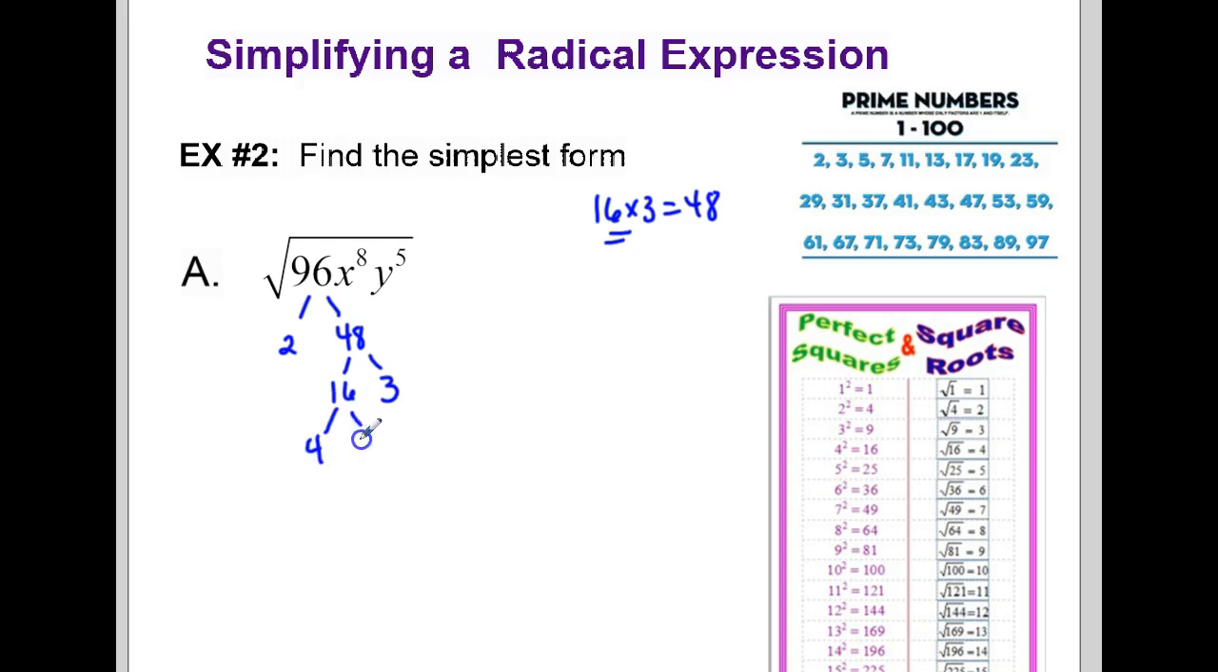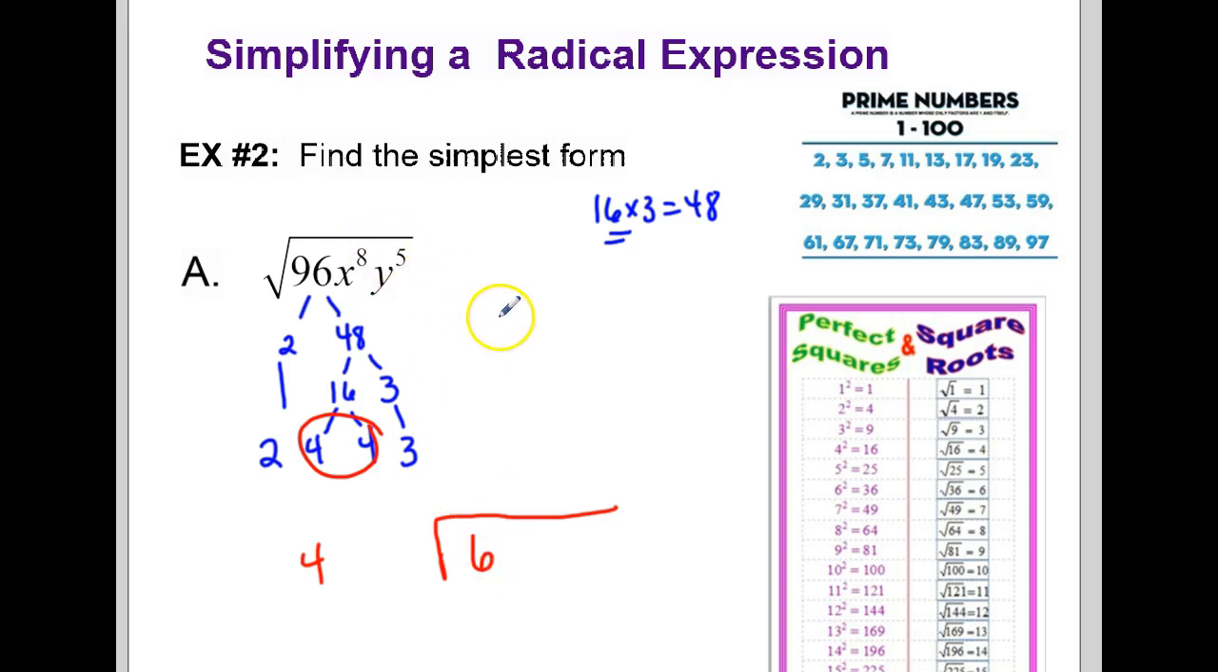So that's your 4 times your 4. And then I'm looking at the number 2, and I'm looking at the number 3. So what comes out? 1, 4. And then what's left underneath the radical? 2 times 3 is 6.